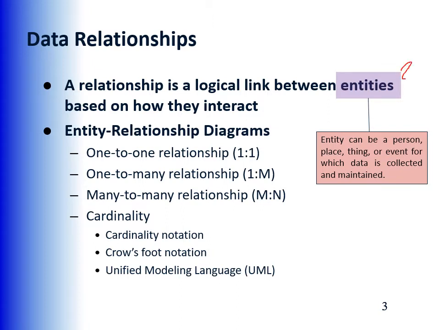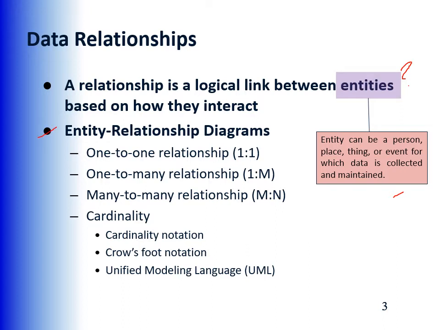What is an entity? An entity can be a person, place, or thing for which data is collected and maintained. For example, entities might be customers, products, or orders. Information systems must recognize the relationships among entities. For example, a customer entity can have several order entities, and an employee entity can have one or no spouse entity, right?